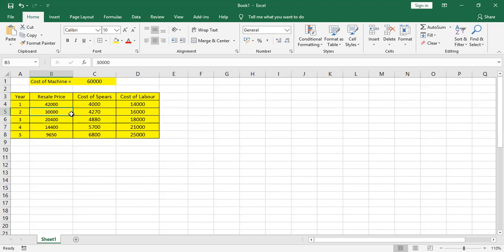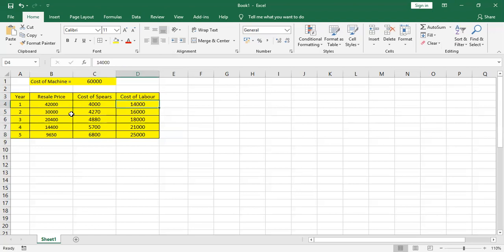So the resale price is given, and the other information which is given is the cost of spare parts. You have to spend 4,000 rupees on spares in the first year, 4,270 rupees in the second year, 4,880 rupees in the third year, 5,700 in the fourth year, and 6,800 in the fifth year. So the spare cost is given.